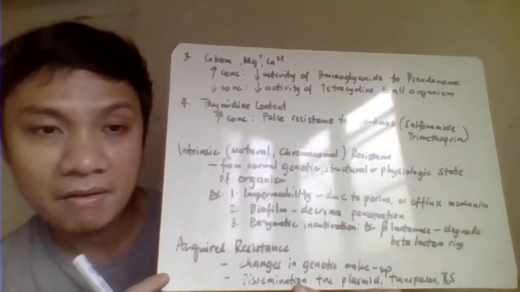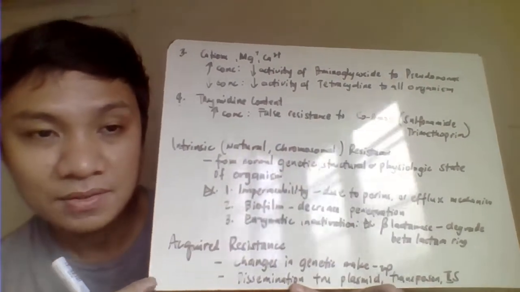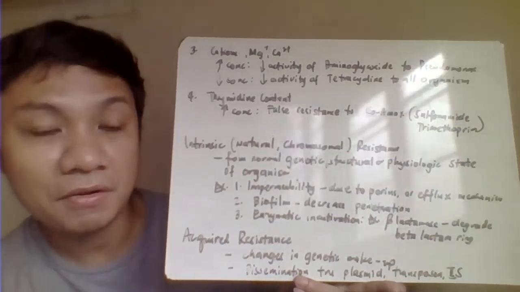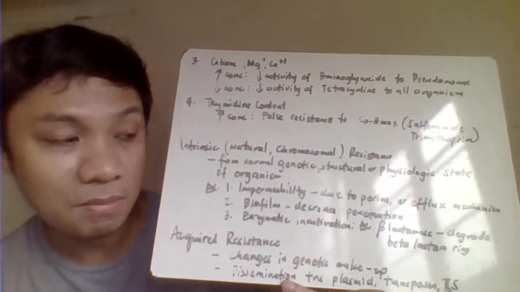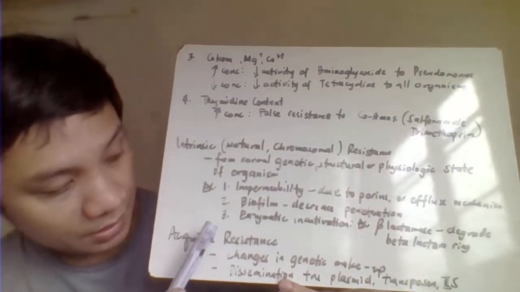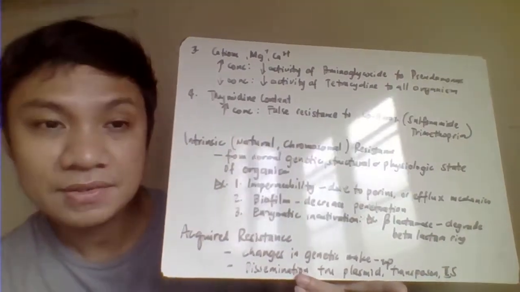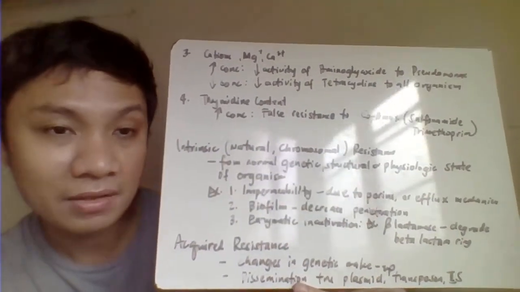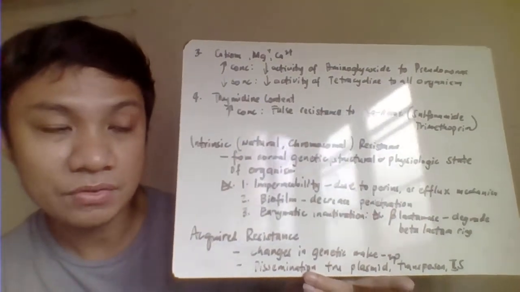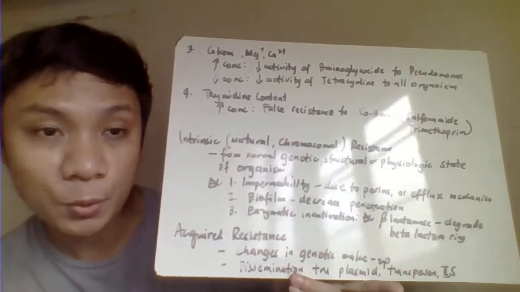Another one, we have your biofilm. Biofilm is a film made up of a community of bacteria. Some bacteria are able to produce biofilm that prevents the penetration of your antibiotics, which renders them resistant to the activity of that particular antibiotic. Enzymatic inactivation: some bacteria contain, as one of their virulence factors, the beta-lactamase. So pag may beta-lactamase sila, they destroy the beta-lactam ring of your penicillin, and therefore the penicillin group will not be effective.